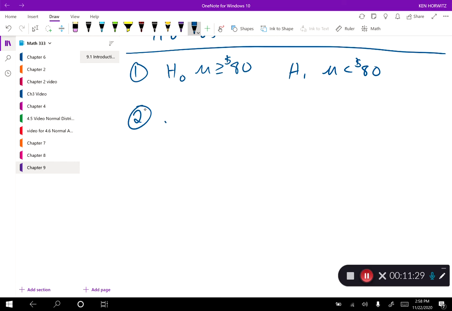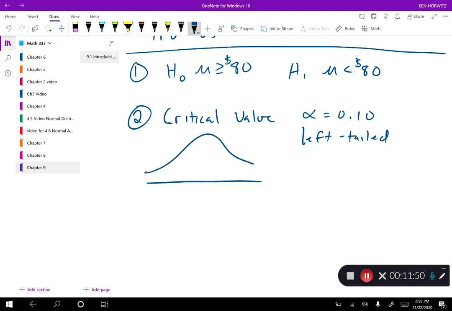Second step, I need my critical value. Now my critical value, I have my alpha equals 0.10, and it's left-tailed. So I'm going to make a quick small picture. And in my left tail, I'm going to have 0.10. That's my rejection region. So I'm going to look up that area on my chart. So why don't you look up that area on your chart, and we'll talk about it in just a second.